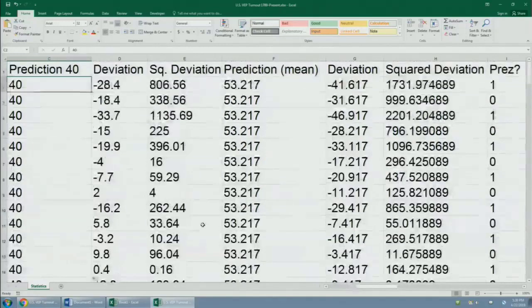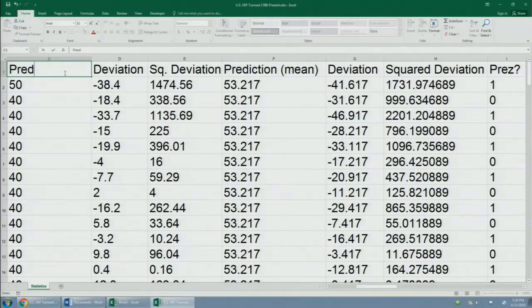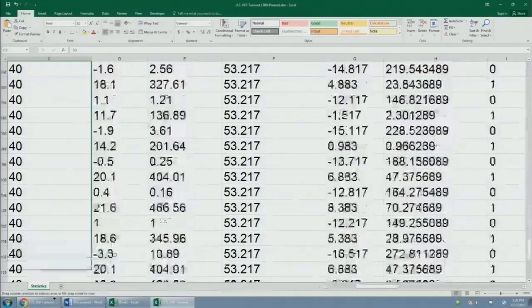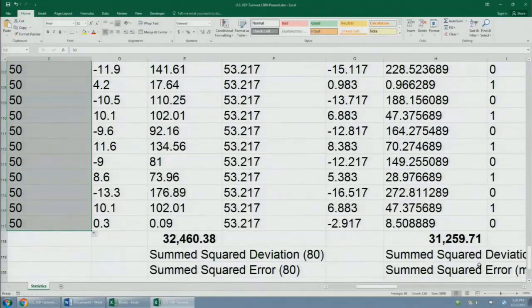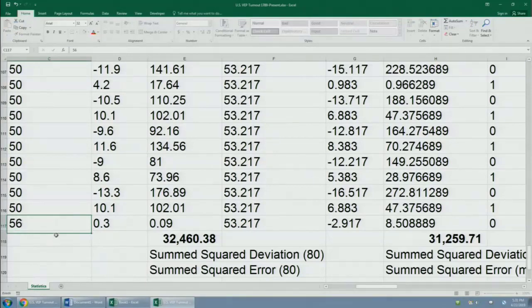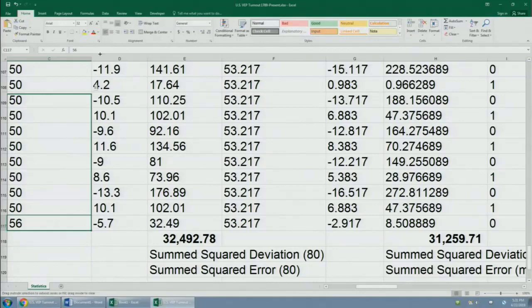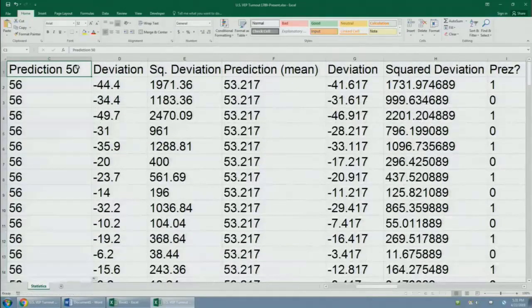Well, what if we go up to 50? Let's do a prediction of 50. Is it going to be better than the prediction for 40? Let's see what happens. Yes! Notice how it gets closer here? That's because 50 is pretty close to 53.217. But it's not going to get all the way down to 31,259.71 until you hit 53.217, which is the mean. It's going to get you the smallest amount. Look, if you overshoot and get to like 56 or something, I'm just picking a number that's a little bit off on the other side of the mean. Prediction 56.